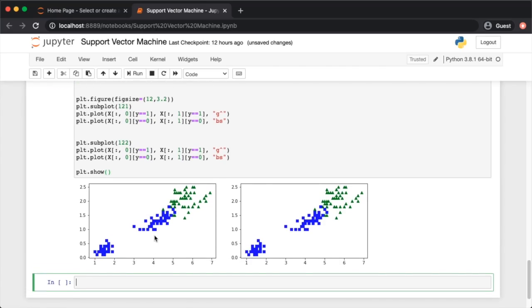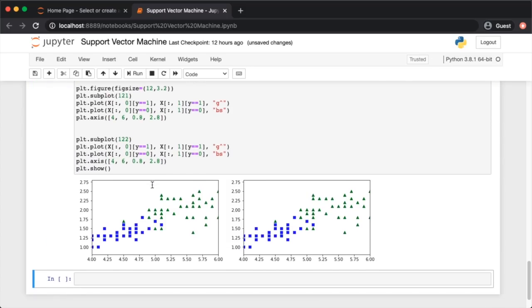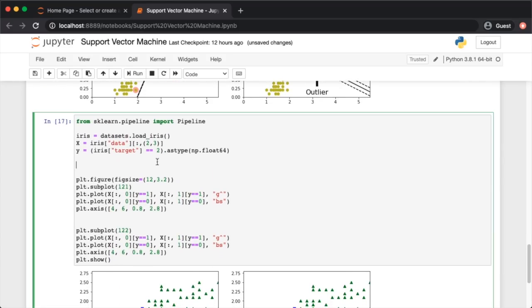So this is the data set, and as you can see, we've got some outliers over here. They're overlapping. Let me limit my axes in both plots: xmin, xmax, ymin, and ymax. Okay, you've got here some outliers. Now let's see how two different soft margin SVMs perform.